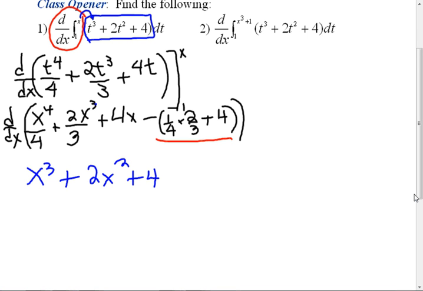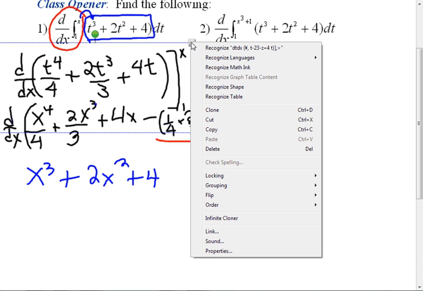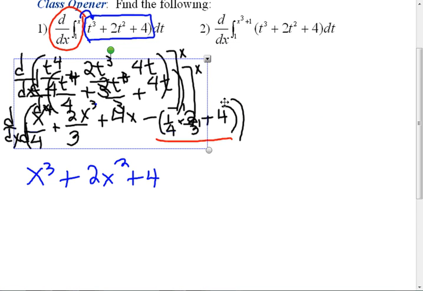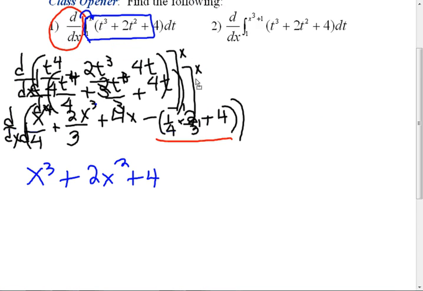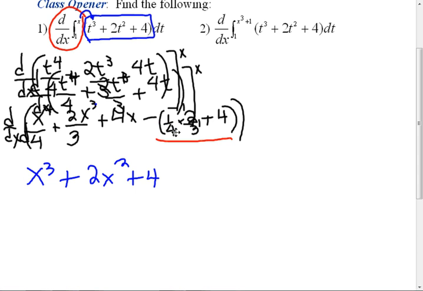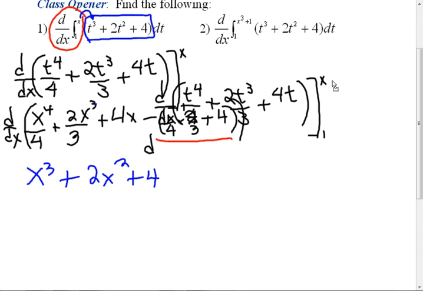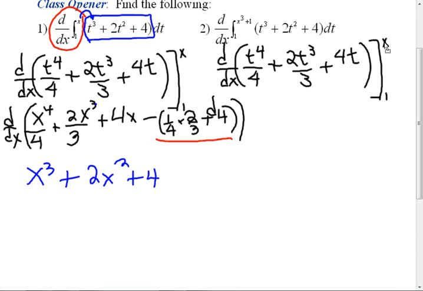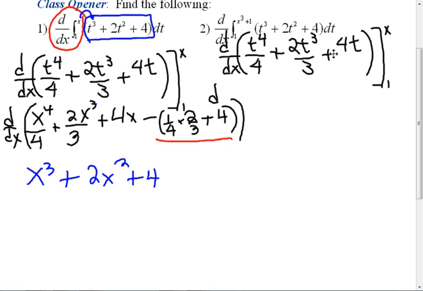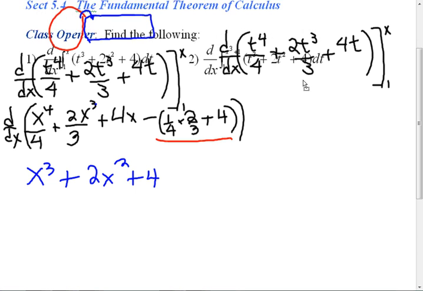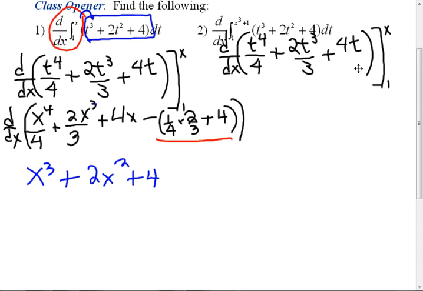Okay, now let's do problem 2. It's the same as problem 1. See if I can clone that. But we're not going to evaluate it at x. Where are we going to evaluate it? I'm going to evaluate it.